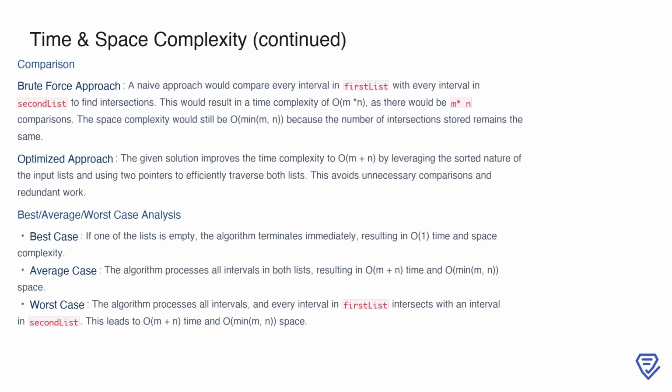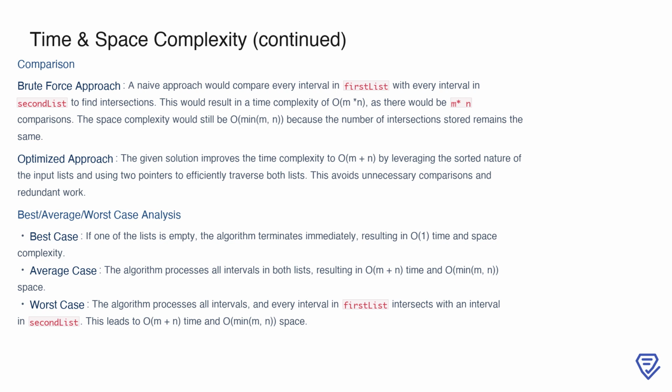To put this analysis into perspective, consider the brute force approach as a point of comparison. A naive solution would compare every interval in first list with every interval in second list, leading to a time complexity of O(m*n), due to m*n comparisons. However, the space complexity would remain O(min(m, n)), since the storage of intersections depends only on the smaller list size. In contrast, the optimized approach, which leverages the sorted order of the input lists and uses two pointers to traverse them efficiently, achieves a significant improvement in time complexity, reducing it to O(m + n). This improvement is achieved by avoiding unnecessary comparisons and redundant checks.